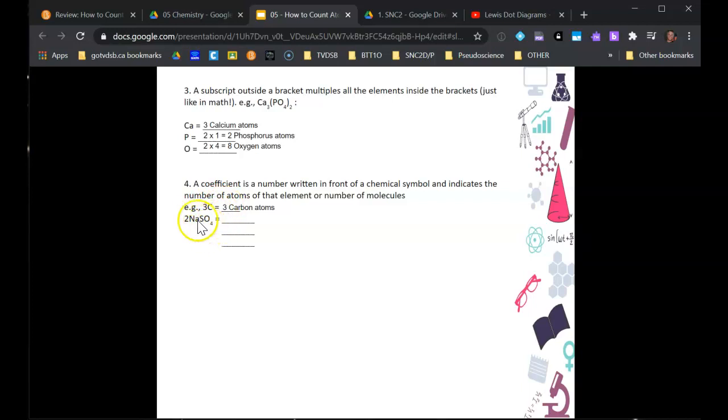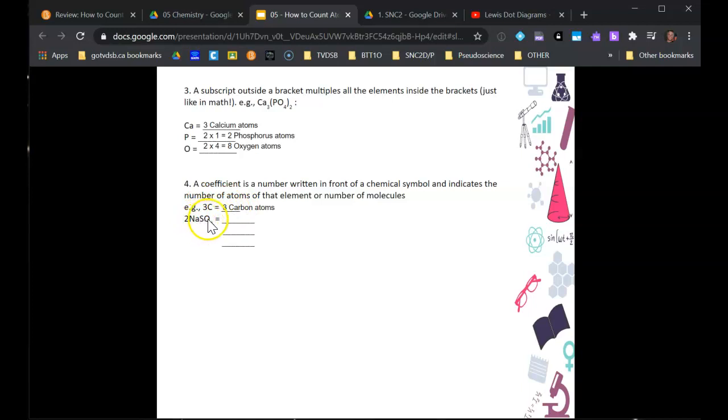All right? Now, we have here Na2SO4 with a 2 coefficient in front. Now, the trick to figuring this stuff out is you should always look at how many elements are in the compound first, and then how many of those compounds do we have. So in this case, we had 3 carbon. How many elements did we have in one compound? Well, it's just a single atom. So we only had 1 carbon, but we had 3 of those. So 3 times 1 is 3 carbon atoms.